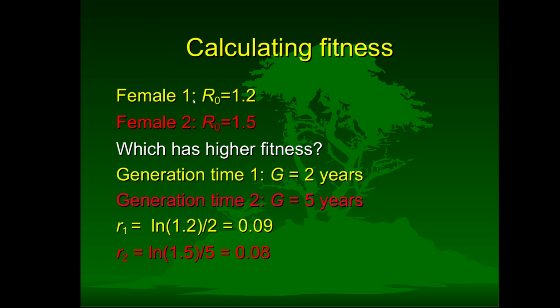So to compare fitness, you cannot just look at the net reproductive rate. You have to take into account generation time so that we're not comparing apples and oranges. We have the same denominator in both. It's the same time unit. And also, we're taking into account the effects of age structure.